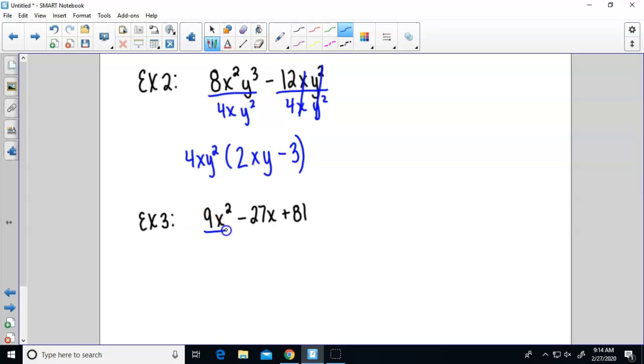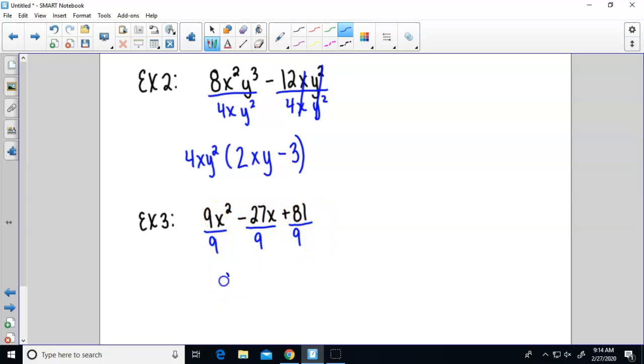What about my x's? Can't do the x's at all. You cannot do the x's at all. Does 81 have an x with it? It does not. So if you're dividing by x, you have to divide every single term by x, and 81 does not have an x at all. So you cannot divide by x here. So the only greatest common factor you have is just that number, and you're going to leave the variables alone.